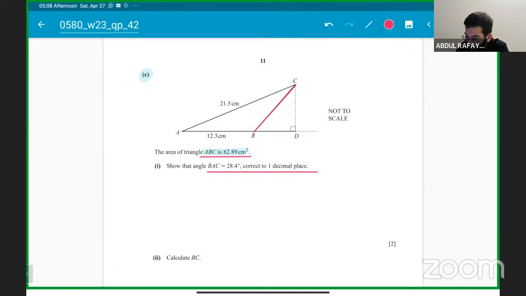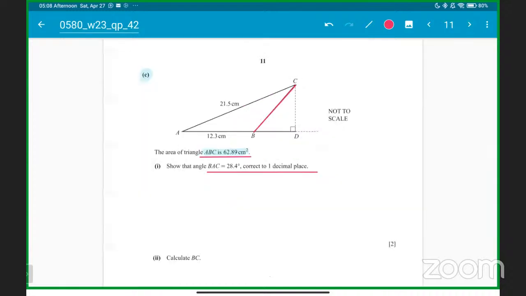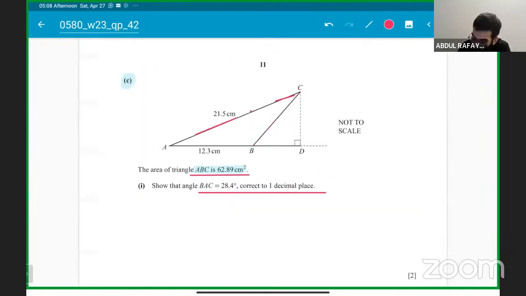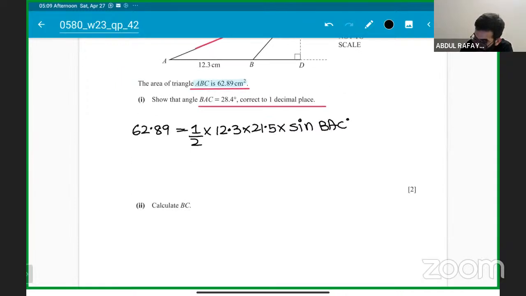Guys, everyone clear on part A and B? No doubts, right? Yes, sir. So it will be simple that we have to apply. It's not a right angle triangle, so we apply the area of the triangle: 62.89 is equal to half into the adjacent sides, into sine angle A, so sine angle BAC for the examiner's perspective.